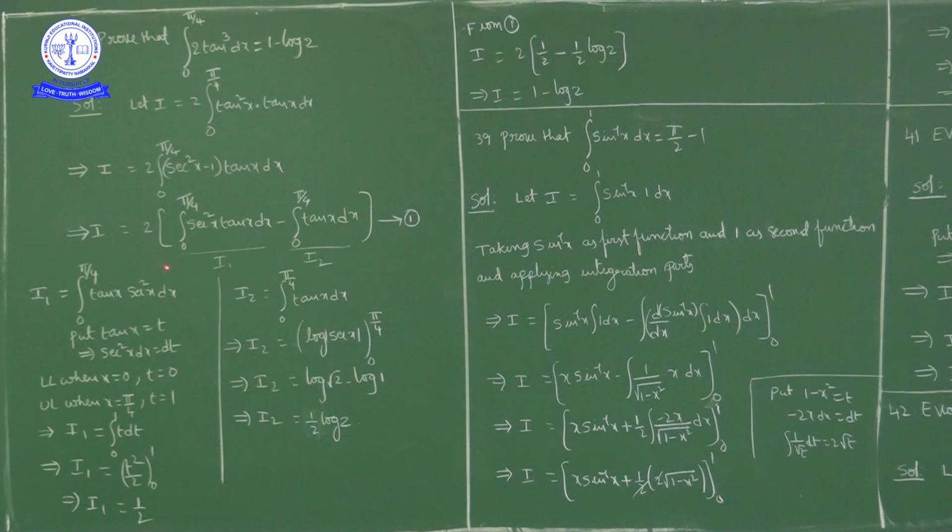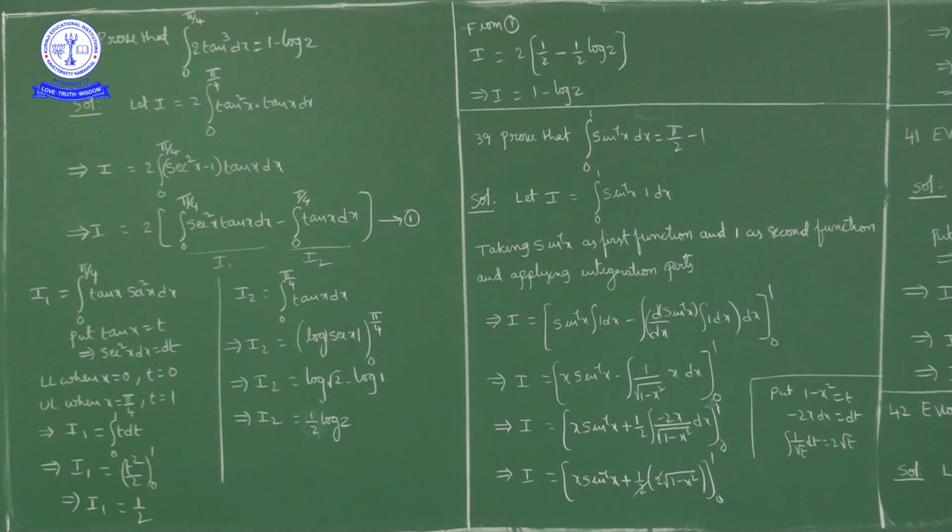So what is I from 1? I is 2 times I1 minus I2. So 2 times what is I1? 1 by 2 minus what is I2? Half log 2. Take LCM 2, 2 gets cancelled. We will get the answer as 1 minus log 2. That is what we have to prove.